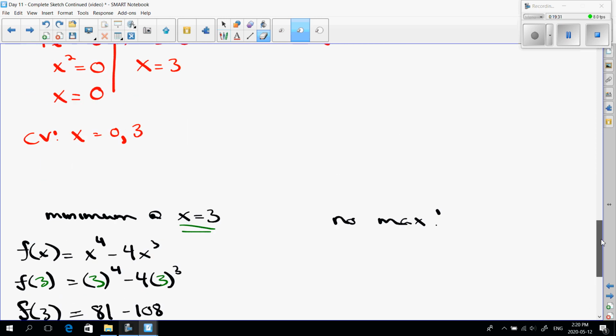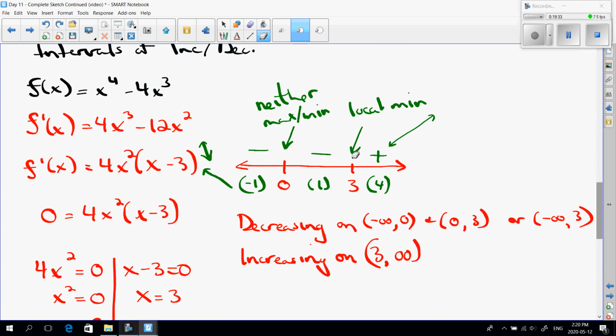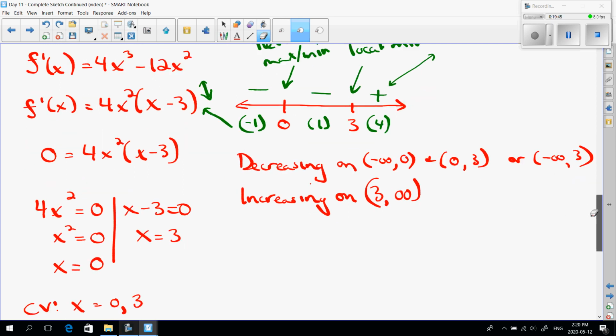Once again, if there was a maximum somewhere on this number line at one of these critical numbers, you would see it go from positive to negative. Positive on the left, negative on the right. Increasing on the left, decreasing on the right. Means you have to hit a maximum.